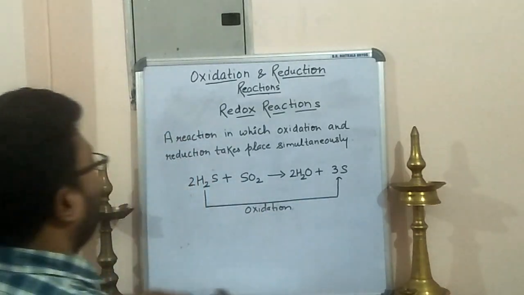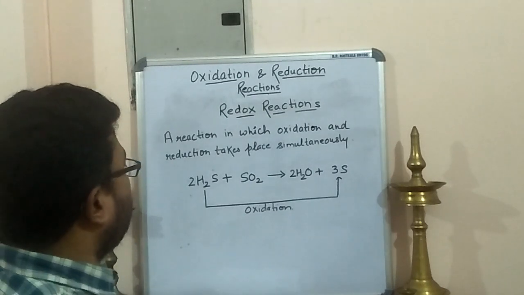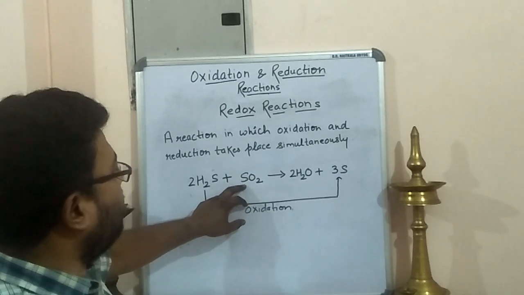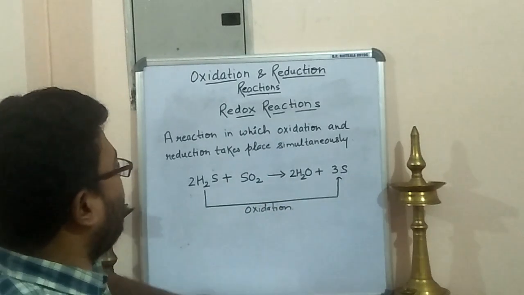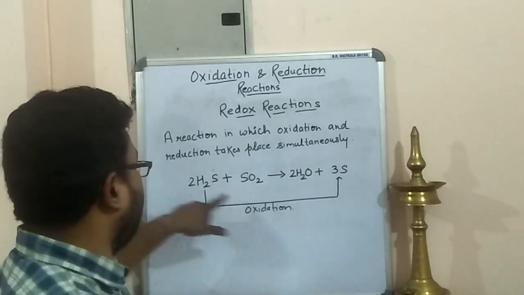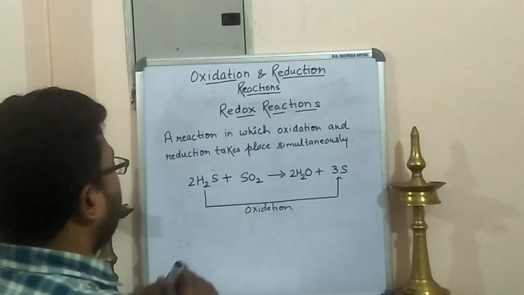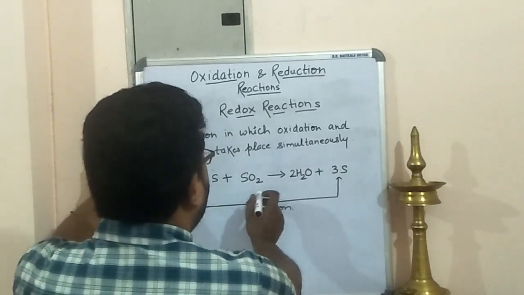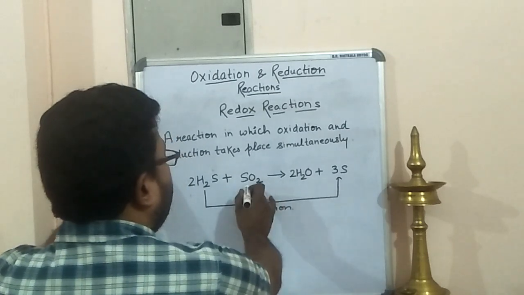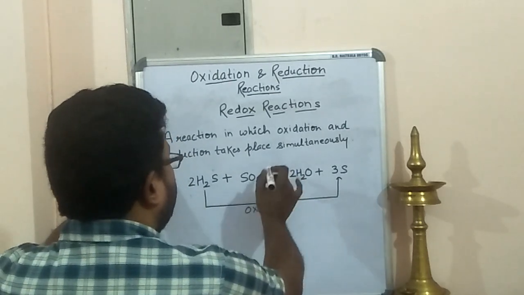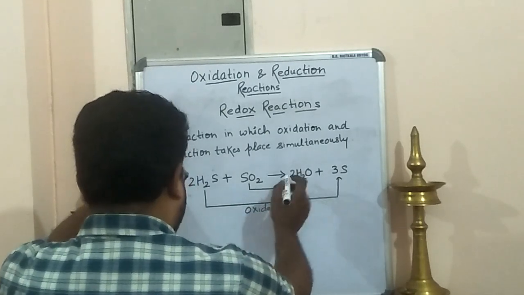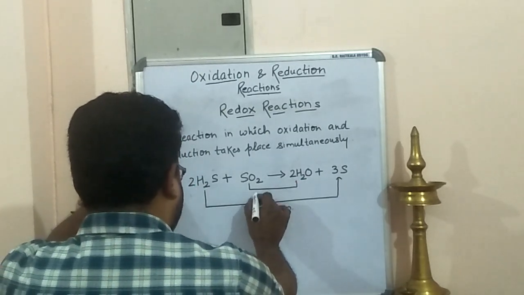Now, when you talk about sulfur dioxide, what is happening here? Hydrogen is being added. So basically, it is the oxidation of the hydrogen sulfide, and sulfur dioxide is getting reduced. Because here, what is happening? Hydrogen is being added to oxygen, and sulfur is removed. So here we have the reduction.